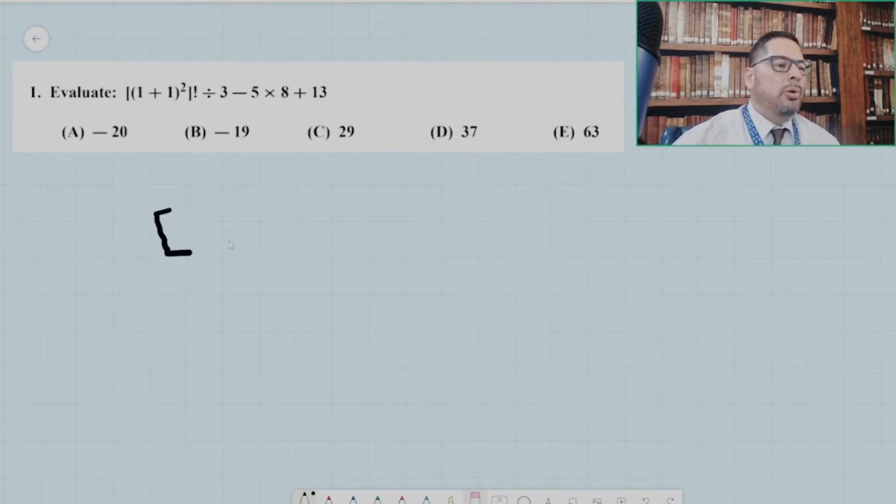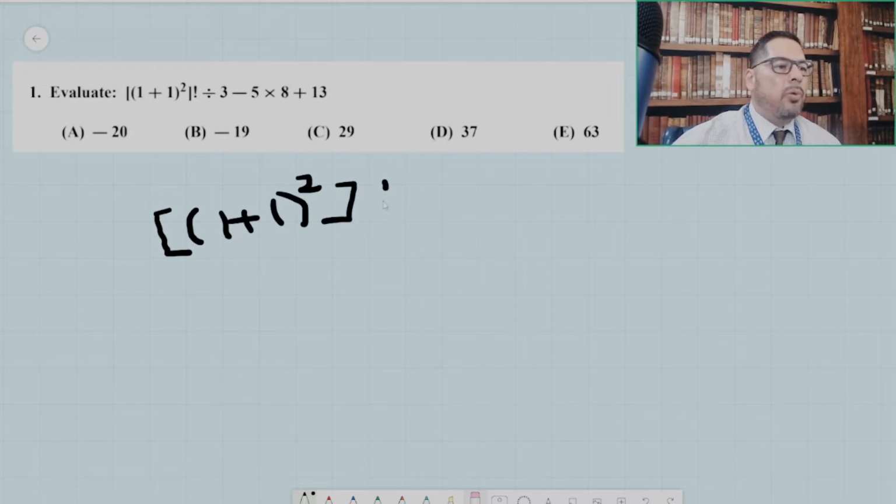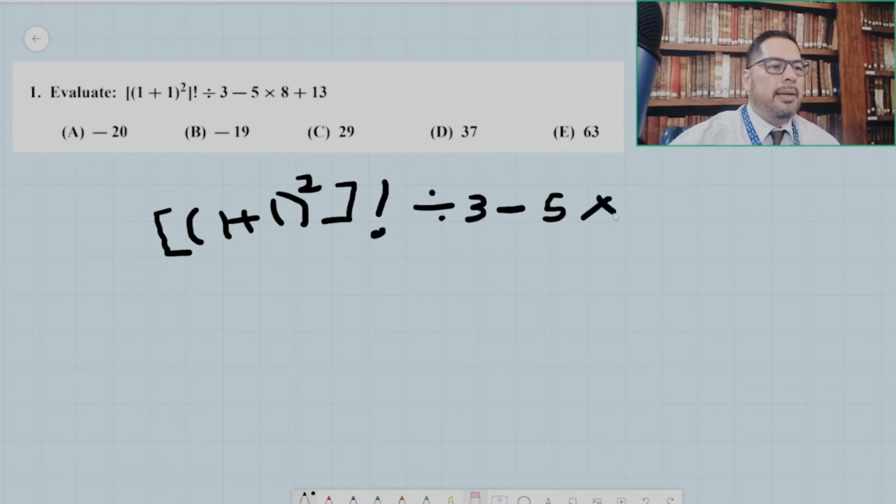We'll also consider using a calculator because it is an order of operation problem after all, so we should be able to use our calculator. So we have 1 plus 1 squared inside of parentheses, that quantity factorial divided by 3 minus 5 times 8 plus 13. All right, so let's work one step at a time here.